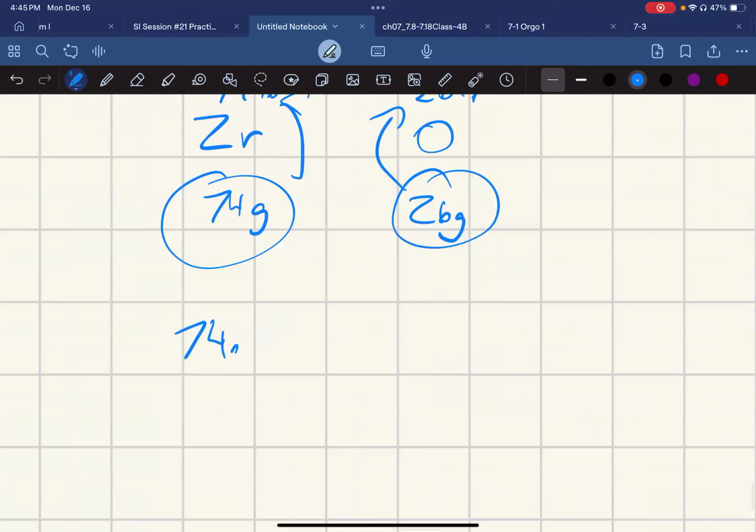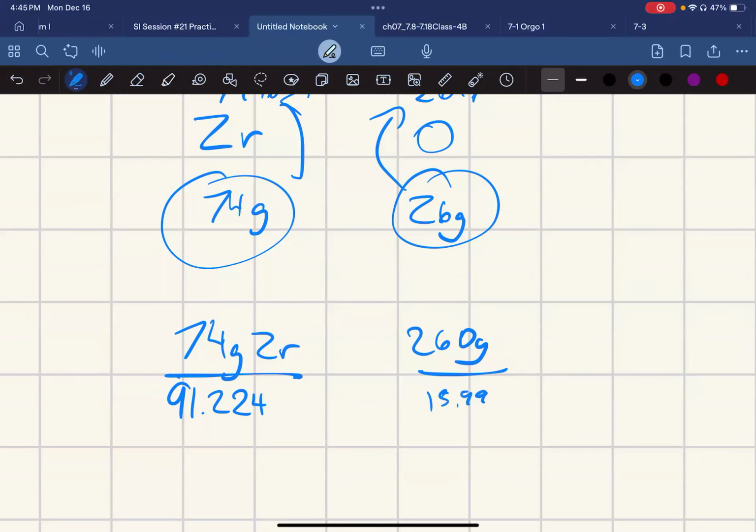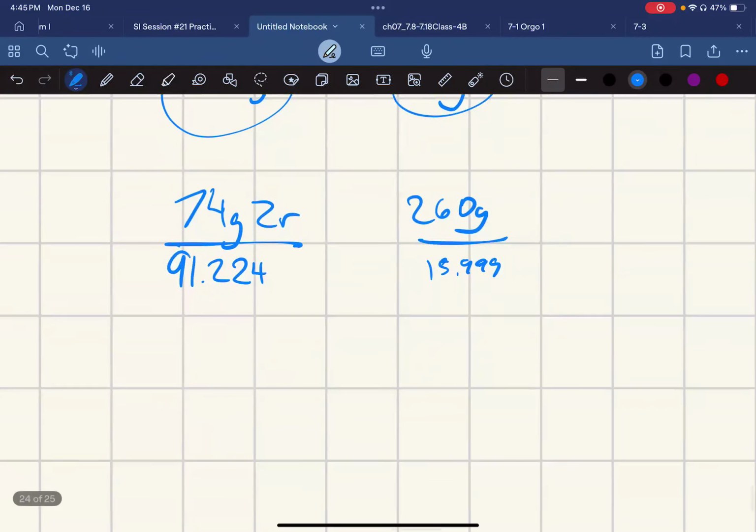Now you take these grams of zirconium and grams of oxygen and divide by the molar mass. What's the molar mass of zirconium? Can anyone tell me? 91.224. Okay, and oxygen is 15.999. Then you divide this out. Zirconium would be 74 divided by 91.224, and I got something like 0.81119. It doesn't really matter how many digits you round to.